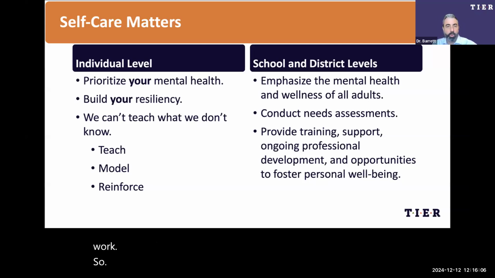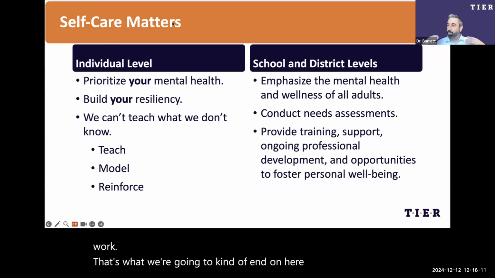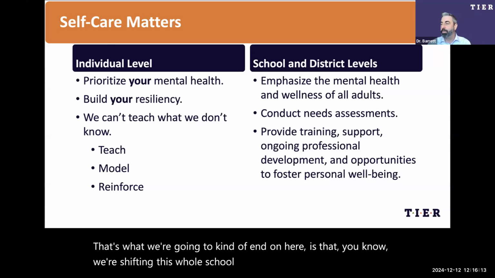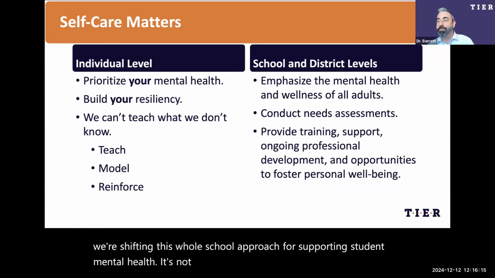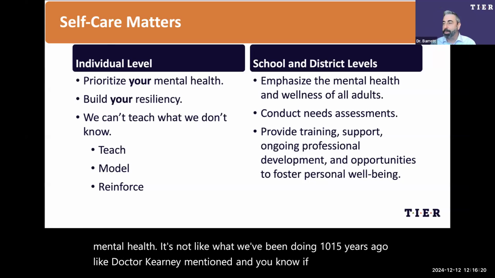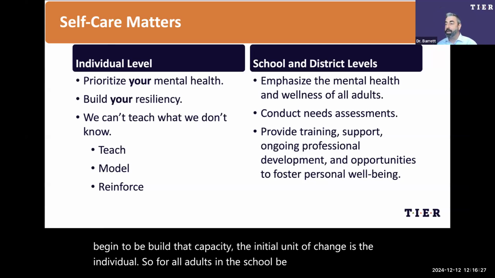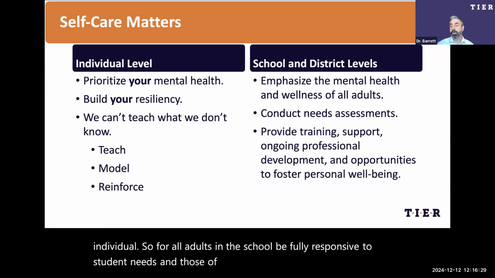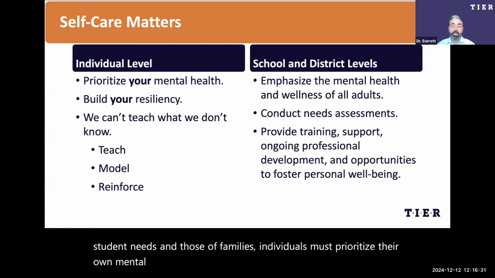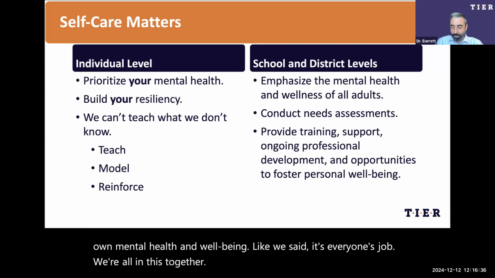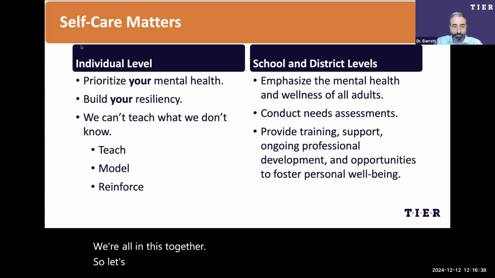So that's what we're going to end on here: we're shifting to this whole school approach for supporting student mental health. It's not like what we were doing 10, 15 years ago, like Dr. Kearney mentioned. If we're going to begin to build that capacity, the initial unit of change is the individual. So for all adults in the school to be fully responsive to student needs, and those of families, individuals must prioritize their own mental health and well-being. Like we said, it's everyone's job. We're all in this together. So let's take care of one another.